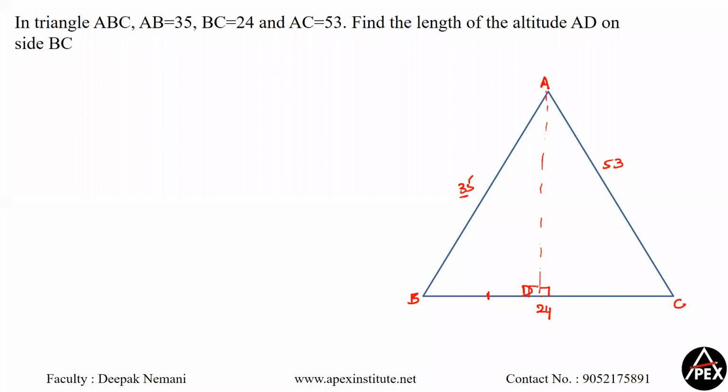So when will altitude be equal to median? They are the same only when this is an isosceles triangle, or in case of an equilateral triangle. Okay, this is a scalene triangle. So you cannot determine BD.